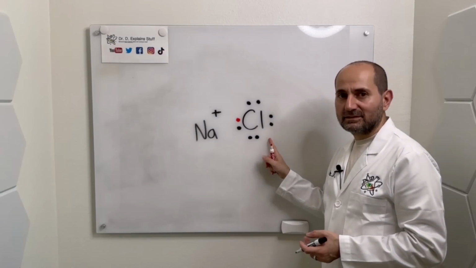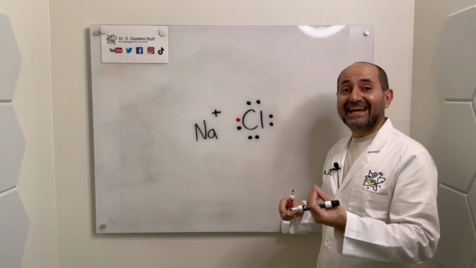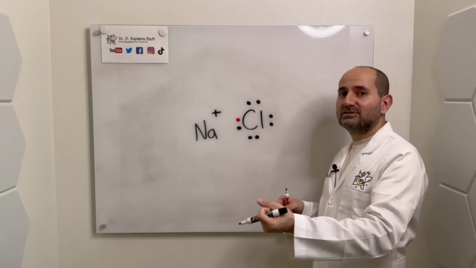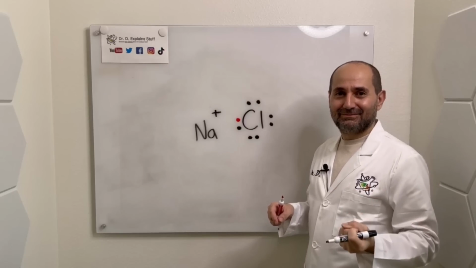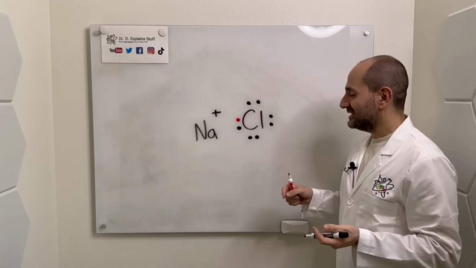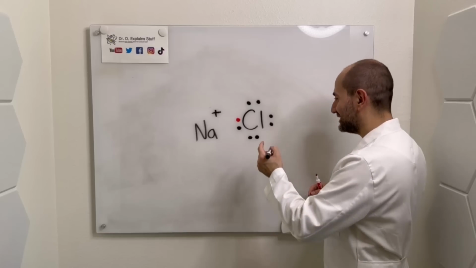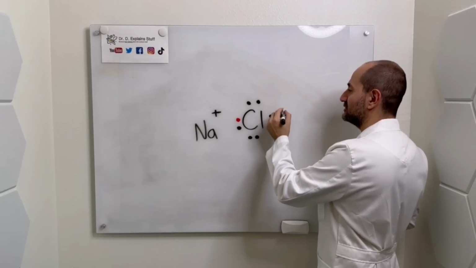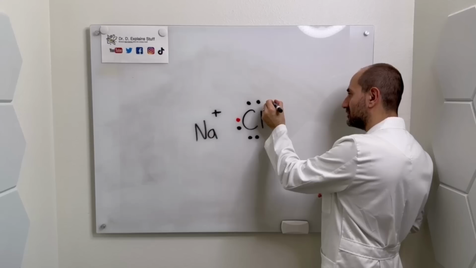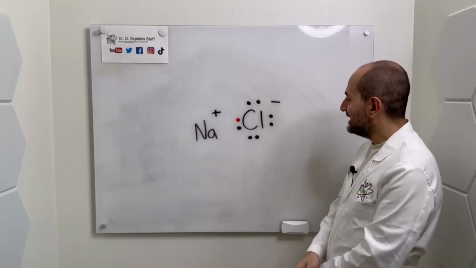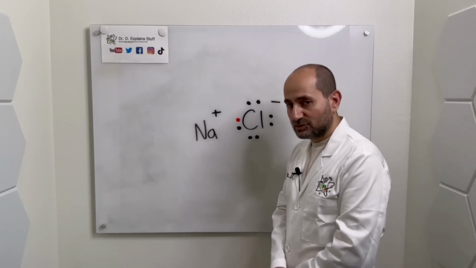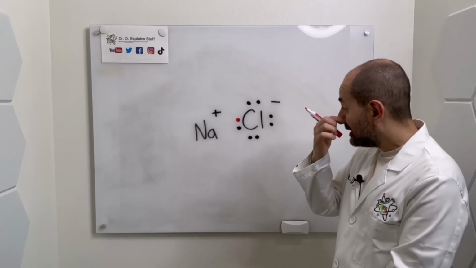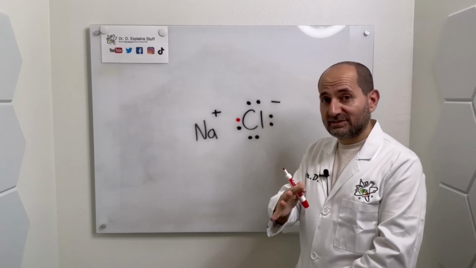And look at chlorine. Chlorine just gained an electron. It outright stole that electron. Does that make sense? So chlorine has what charge? Chlorine has now an extra negative charge. So chlorine becomes what's called chloride, which is negatively charged, a negative charge entity.